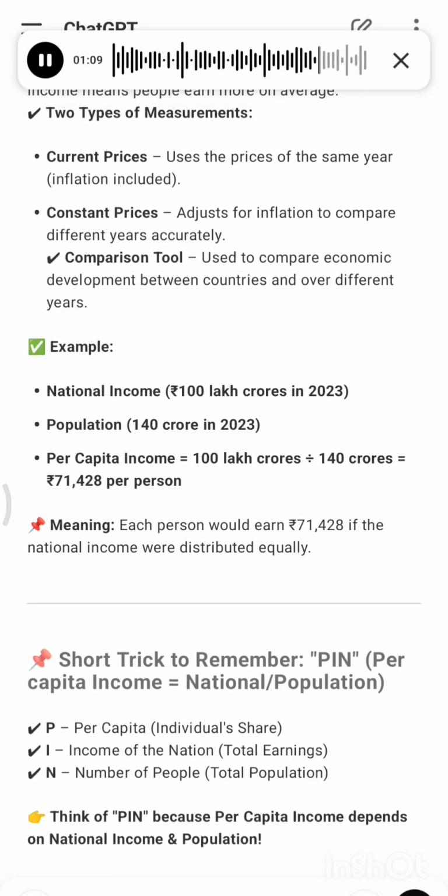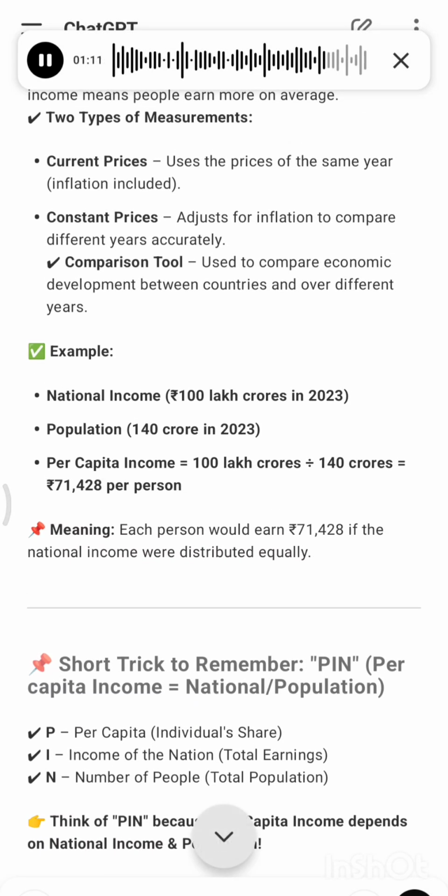Short trick to remember: PIN, per capita income equals national income divided by population. P, per capita, individual's share. I, income of the nation, total earnings. N, number of people, total population. Think of PIN because per capita income depends on national income and population.